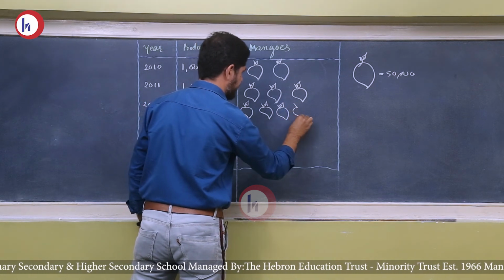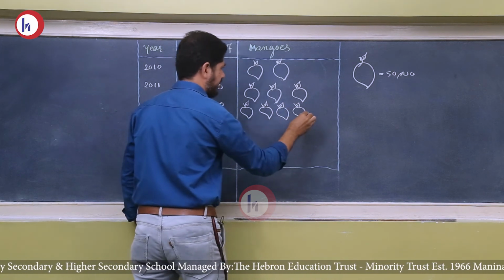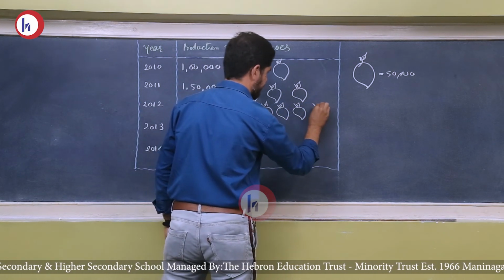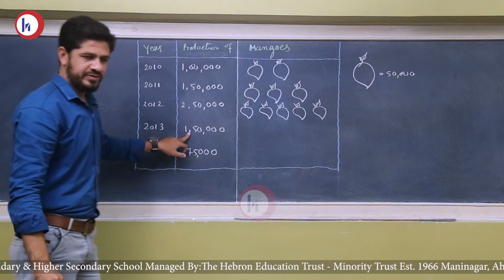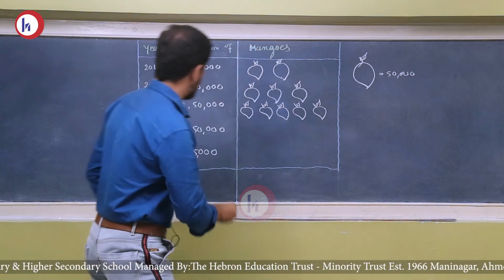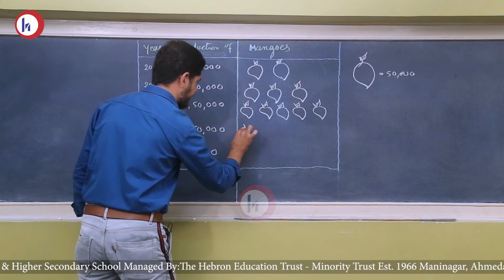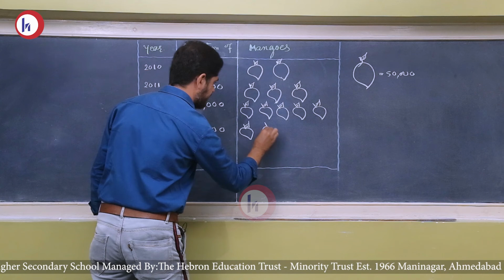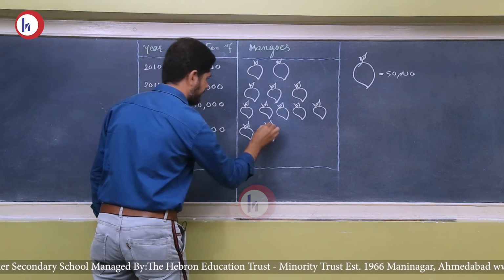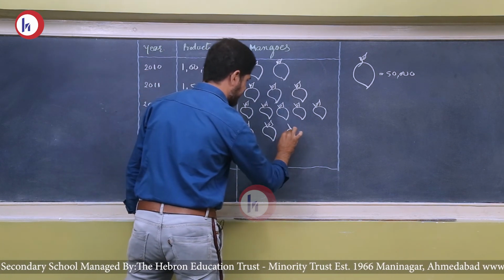The fourth one and the fifth one. The next one is again 1,50,000. So we'll draw 3 mangoes again. 1 mango representing 50,000 kilogram. And the third one.